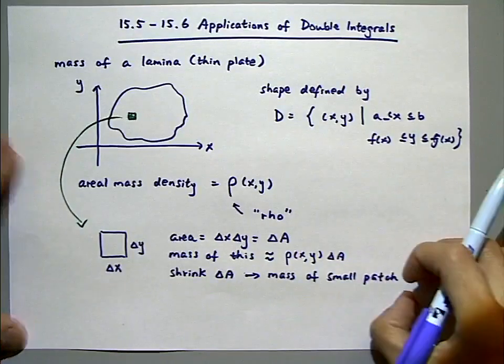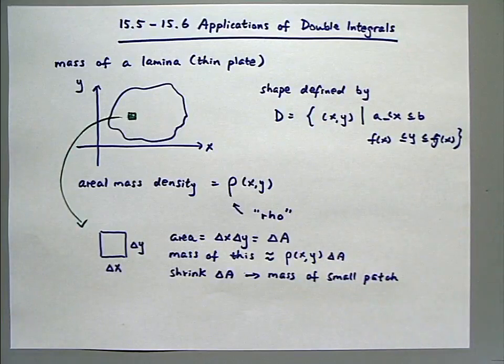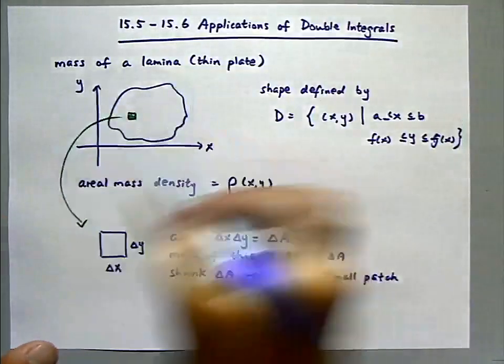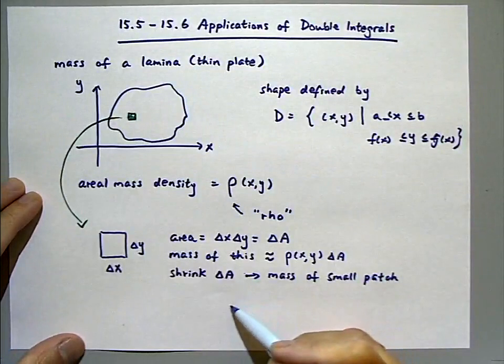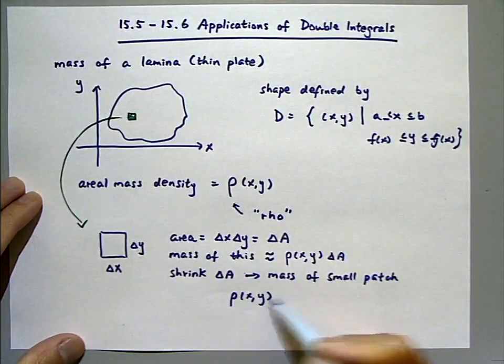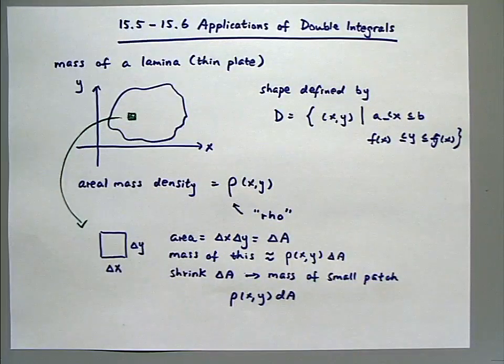And now we do our calculus trick. We shrink delta A so that delta A becomes dA. So the mass of a tiny little patch on this little lamina here is going to be rho of x y times dA, right? That's one tiny patch. So what do you do when you want to find the entire plate? You accumulate all of these little patches. And how do we do that? Integrate, yep.